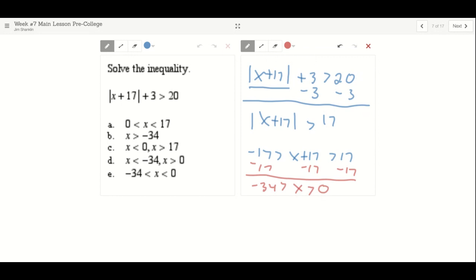So my answer, let's see if I can find my answer here. X is less than negative 34, x is greater than 0. That looks like letter D, if I'm looking correctly at the symbols on there. Okay, so does that make sense? First you have to isolate the absolute value symbol, then you rewrite it as basically 2 problems, and then you have to solve. Does that make sense on that problem?